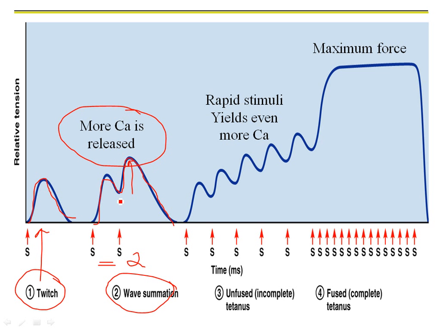Remember, this muscle cell was not allowed to relax 100%. So when you went to do the second stimulus, there was still calcium in the cytoplasm. You stimulated it again, you released even more calcium. That meant even more troponin, even more tropomyosin moved, even more cross bridges formed. So that's wave summation. Wave summation is two stimuli. The second peak has greater force.